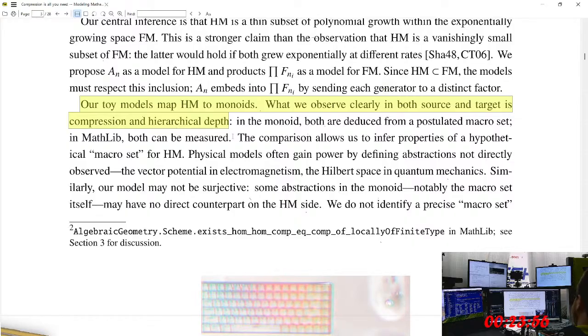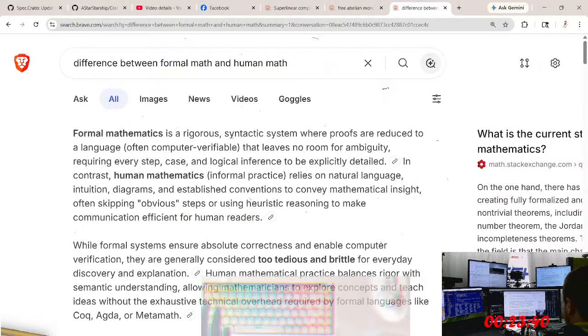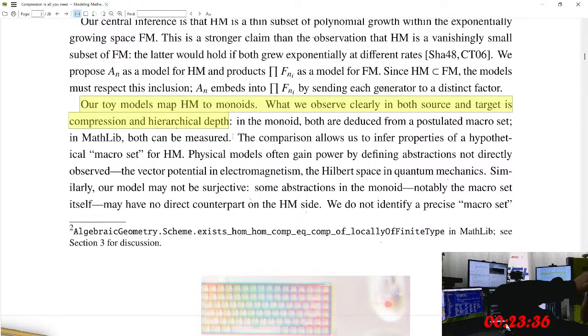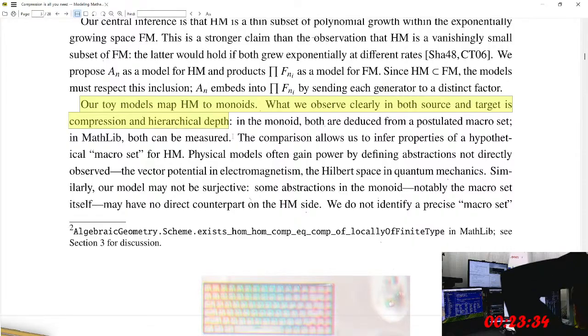So human math doesn't grow as exponentially as, what was it? Formal math, right? So formal math is crazy.